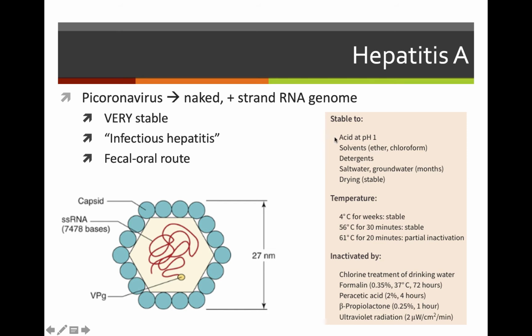It is stable to acid, stable to solvents, stable to detergent, stable in water, stable to drying, stable in the refrigerator, stable even at fairly high temperatures. It can be inactivated by chlorine treatment of drinking water, formalin, acid, radiation. Sometimes this is called infectious hepatitis. This is one that you can fairly easily get from another individual through the fecal oral route.